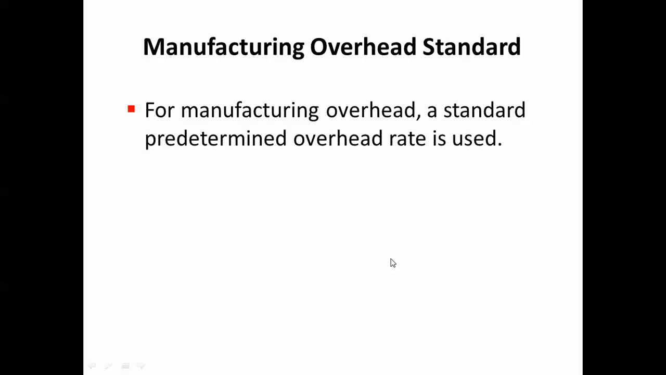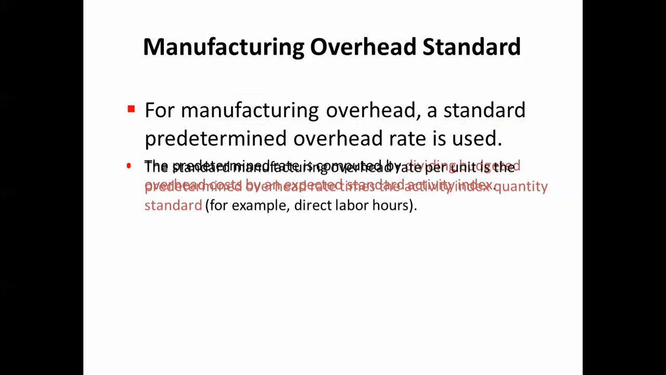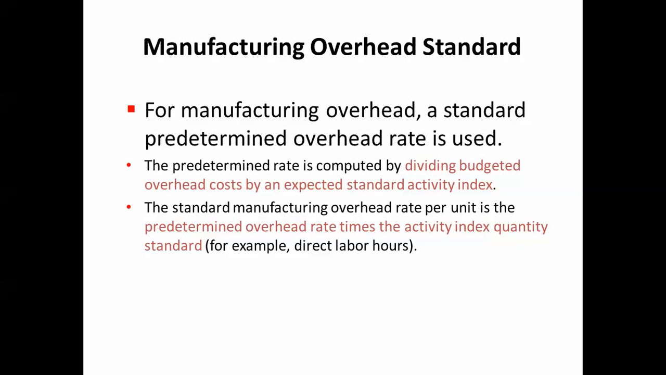So lastly, then, we have the manufacturing overhead standard. The manufacturing overhead standard is a predetermined overhead rate that is used. And we determine that by looking at the budgeted overhead costs and dividing it by the number of units we think we are going to produce. And that standard overhead rate is then applied to each product based on something like direct labor hours.